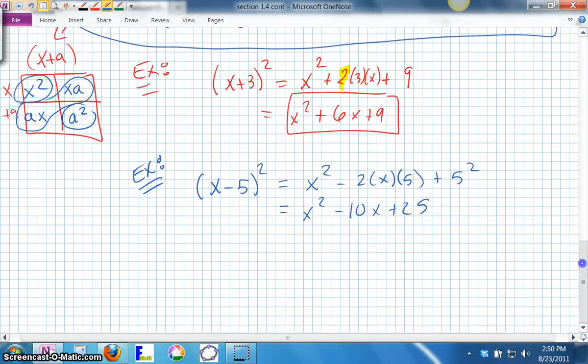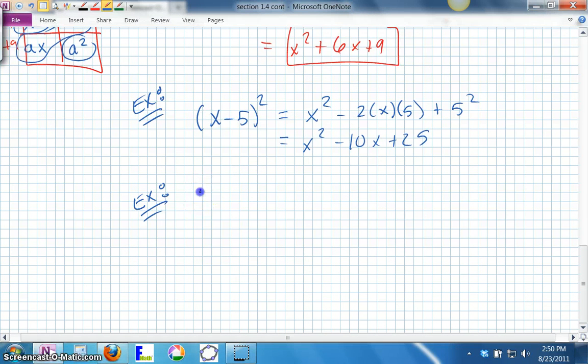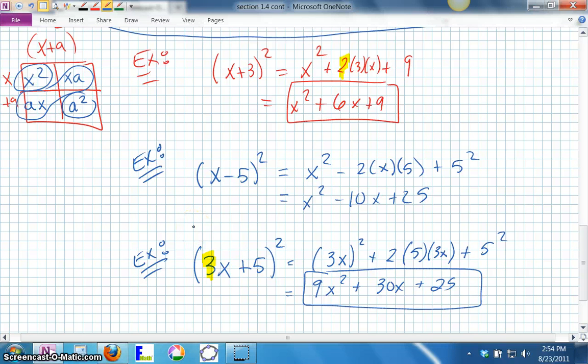Now, I'm going to give you a more challenging problem. Are you ready? I'm going to throw a wrench into the problem. Here it is: 3x plus 5 all squared. Okay, somebody tell me, why is this so different? What's the big deal? Why is there a wrench thrown in this problem? Not the 3x, but just the 3. What is this called again? Yes, the coefficient. Very good. In front of the variable, all of that needs to be squared. So try that one.